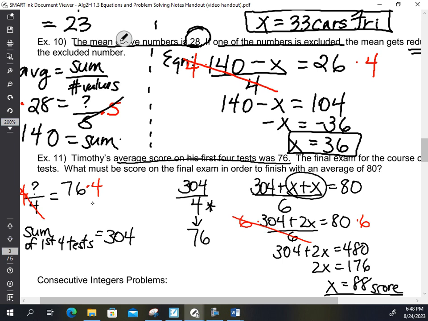Tim needs to score 88 on that final if he wants to finish with a B. So he has his work cut out for him. So that completes part 3, working with averages. Averages is based off of the premise that average is the sum divided by the number of values that you have. So part 4, consecutive integers. We'll take care of that shortly.